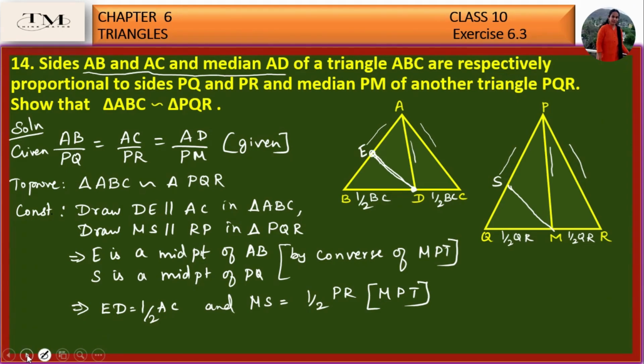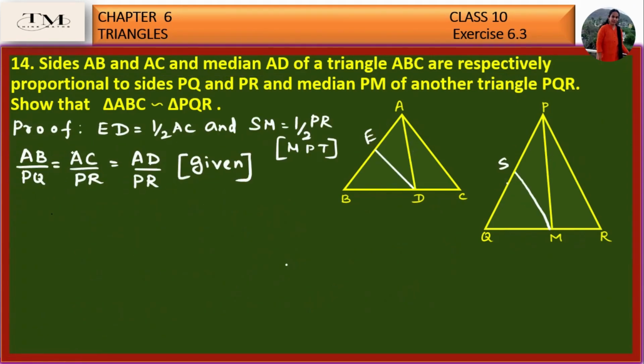So moving on to the next page. So far we have ED is equal to half of AC, SM equal to half of PR by midpoint theorem, and this is given. Now we have to do some calculations. What we have to prove? We have to prove triangle ABC similar to triangle PQR. So already we have AB by PQ is equal to AC by PR.